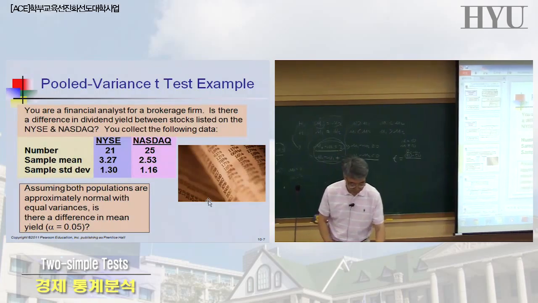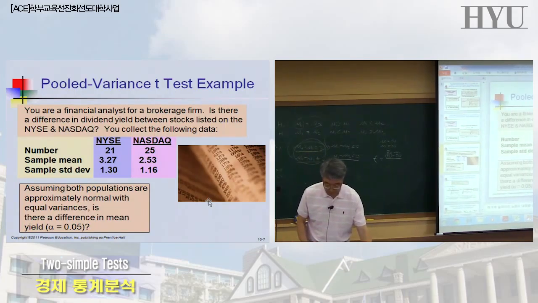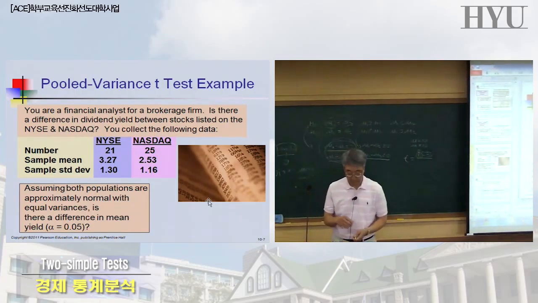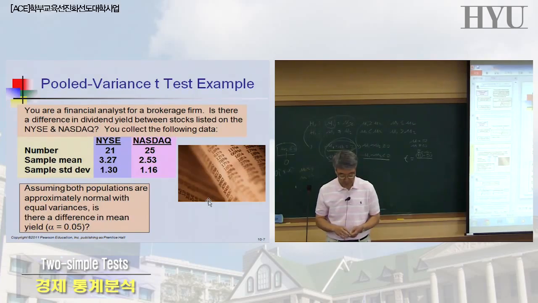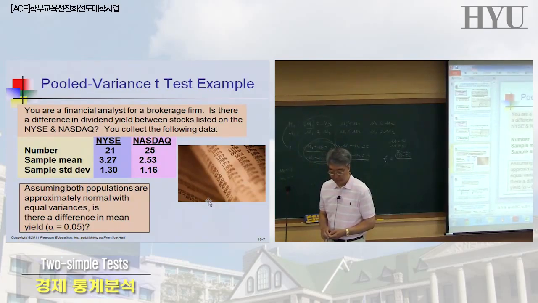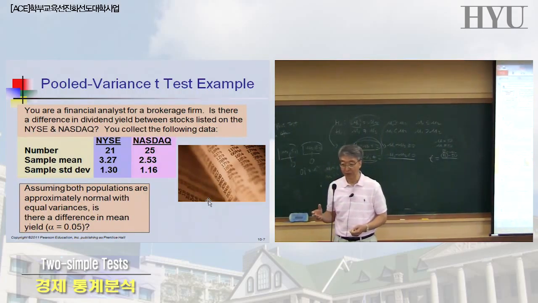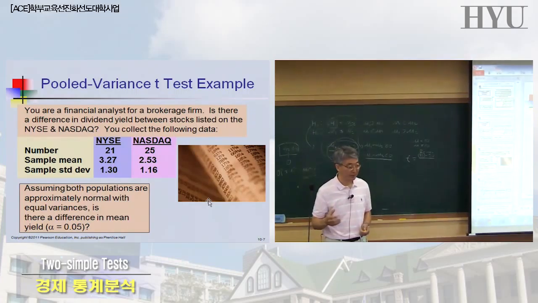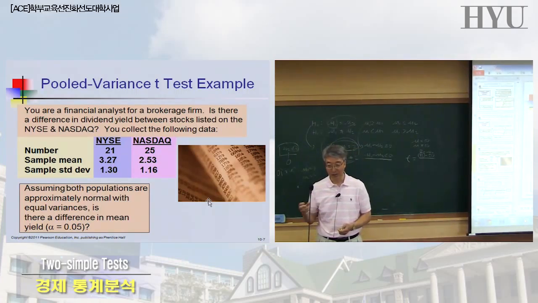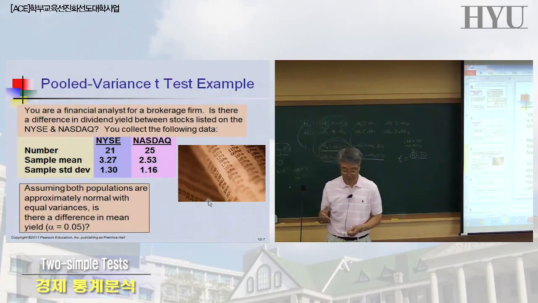So let me just give you this example, and I'll let you go. Is there a difference between the dividend yield of stocks listed on the NYSE and NASDAQ? Dividend yield is a financial concept, but everybody understands Korean here, right? So it's 주식 배당. Dividend yield is the share of profits distributed by the company, divided by the price of the stock. That's the dividend yield, right?